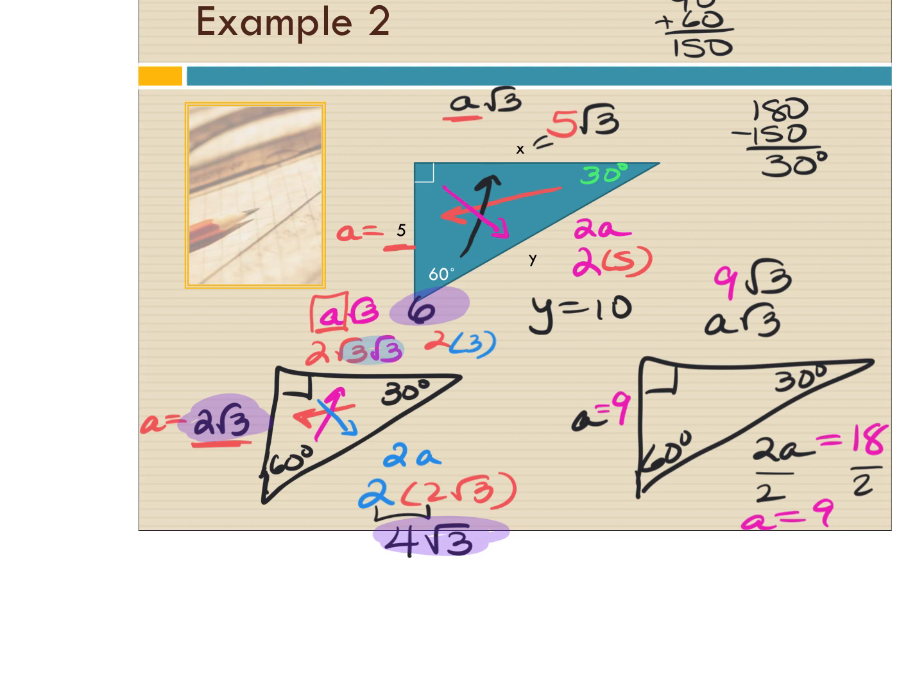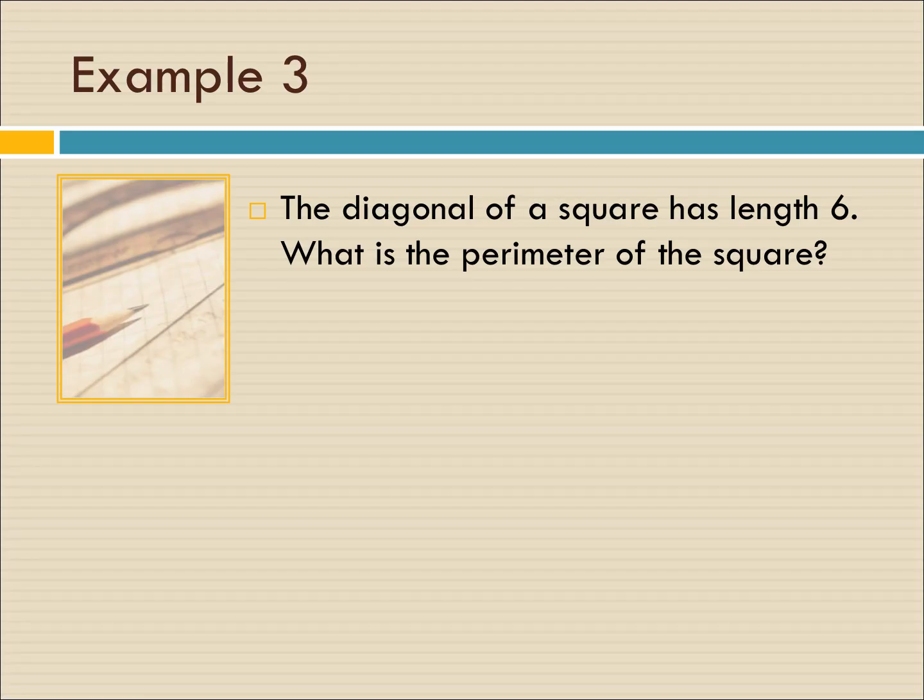So once you memorize the relationship of all the sides, going back and filling them in and finding them is a lot easier. The next one is telling us that the diagonal of a square has a length of 6, and it's asking us to find the perimeter of the square. So let me go ahead and draw it in. So let me draw a square.